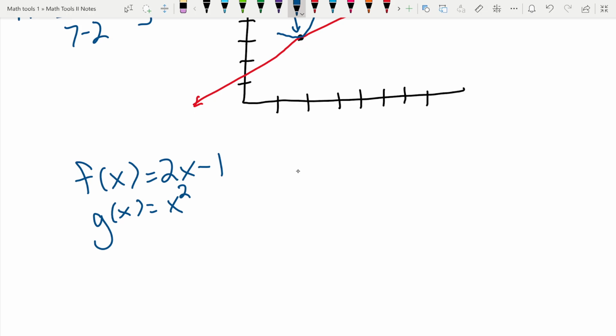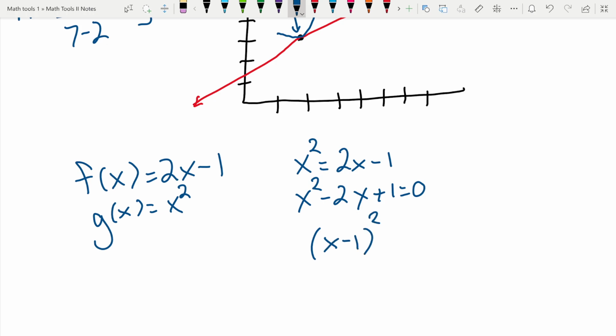So if we set these equal to each other, then we get x squared minus 2x plus 1 equals 0. So this is x minus 1 times x minus 1, so x minus 1 squared. Take the square root of both sides, x minus 1 equals 0, so we get x equals 1. So this is indeed the only point where these two functions intersect. So in other words, 2x minus 1 is the tangent line of x squared at x equals 1.